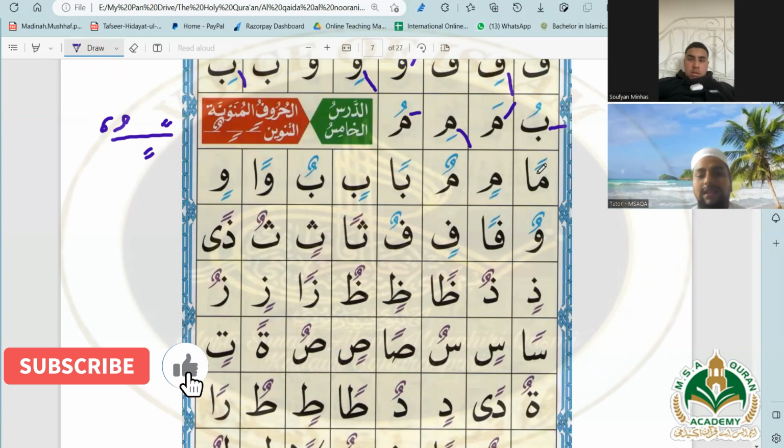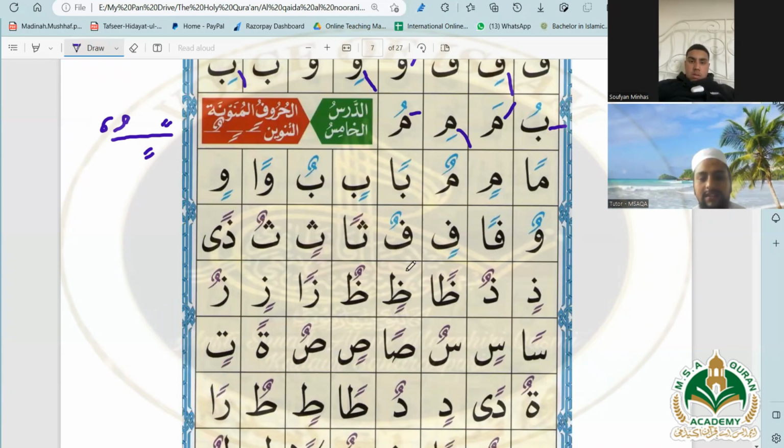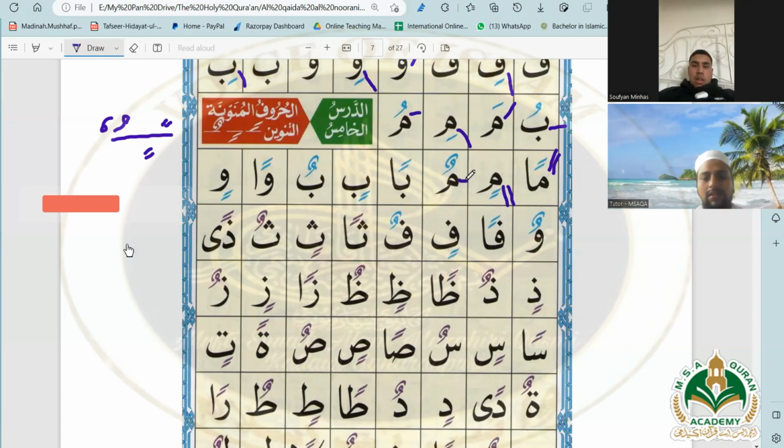Now, you remember in this lesson, there are many alif with the letters. We are going to skip all these alif. We will not read the alifs. We have to just say Mim fathatain man. Mim kasratain min. Mim dhammatain mun. Man min mun. Very good.